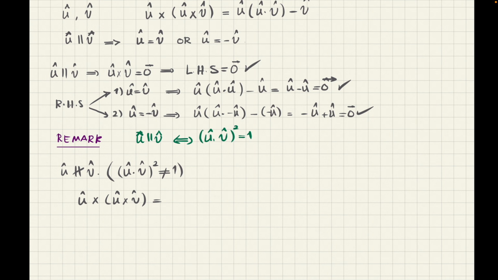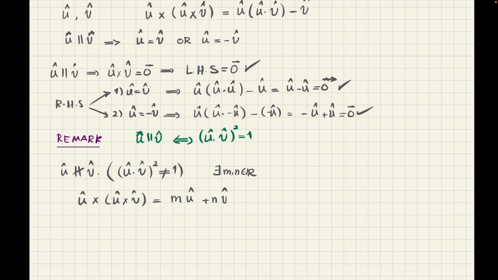We have two numbers, so there exist real numbers m and n such that this combination is equal to m times u plus n times v. Yes? Okay, now what can I do?